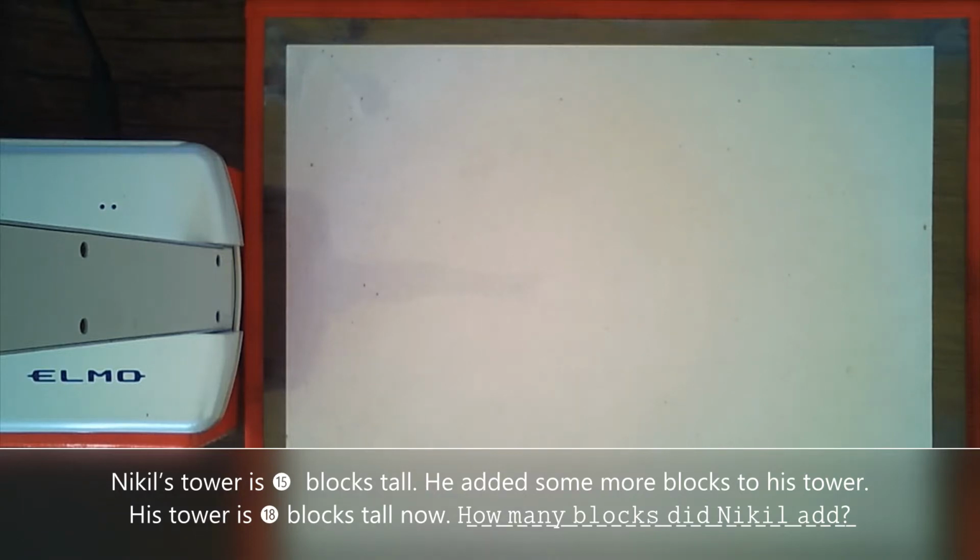Okay, let's read that last sentence. His tower is 18 blocks tall now. I think 18 is going to actually represent our whole. And let me tell you why, my friends. Because I'm noticing a change. I noticed that 15 is what Nikhil's tower was originally. And then I heard in the story that he added some more blocks. I don't know how many, but I just know he added some. So there was a change in the number. And now his tower is 18 blocks tall. So that is the final result, and that's telling me that that's going to be the whole or the total.